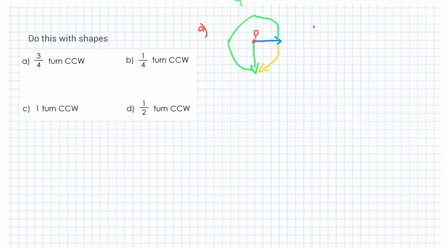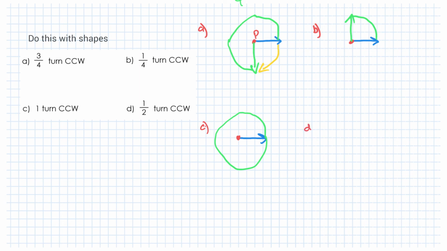B is asking for a quarter turn counterclockwise. I'm going to go in the same direction here. Quarter turn counterclockwise, so that's backwards from a clock, and a quarter is just one little turn. And there you go. C is asking for a full turn counterclockwise. Even if we start like this, the point is here, a full turn would be 1, 2, 3, 4, right back where you started. So those are easy ones.